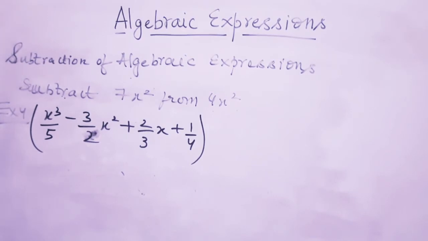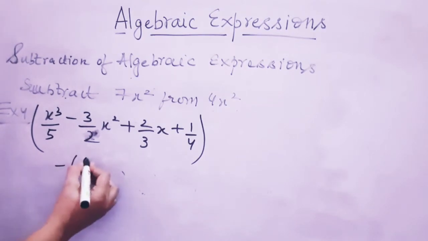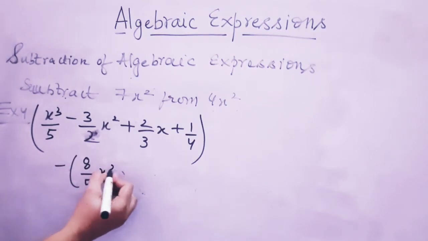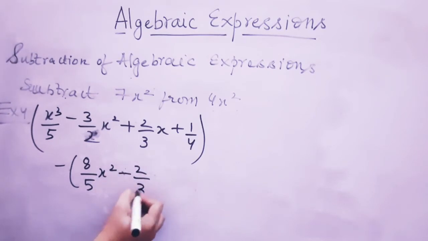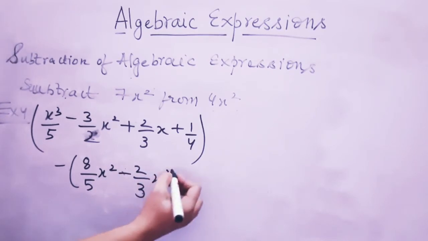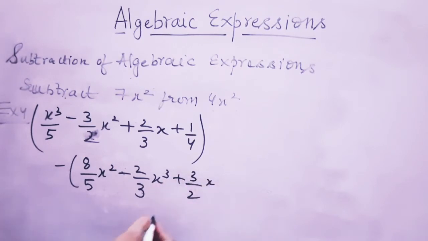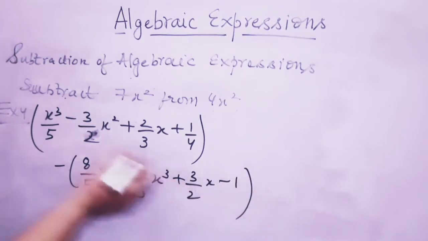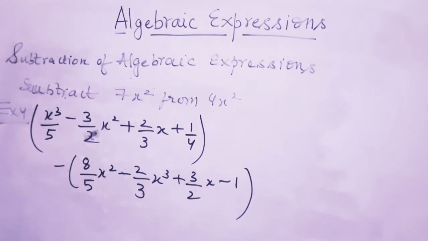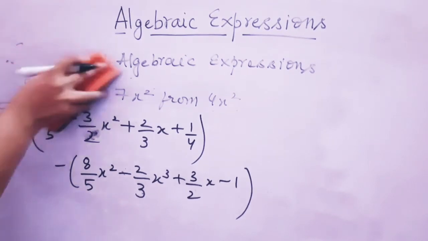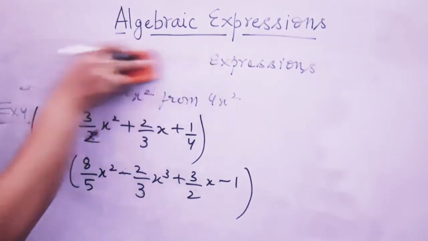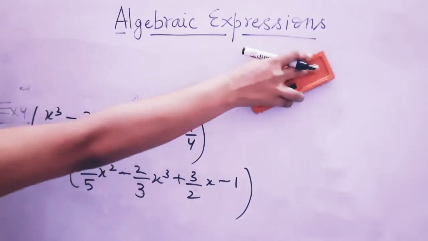Now which algebraic expression we have to subtract? We have to subtract this one, minus 8 upon 5 x square minus 2 by 3 x cube plus 3 by 2 x minus 1 bracket closed. So as you can all see, I have kept both the algebraic expressions into brackets. Within brackets it should be there. Now the next step is to open the bracket. So now let me open the brackets for you.